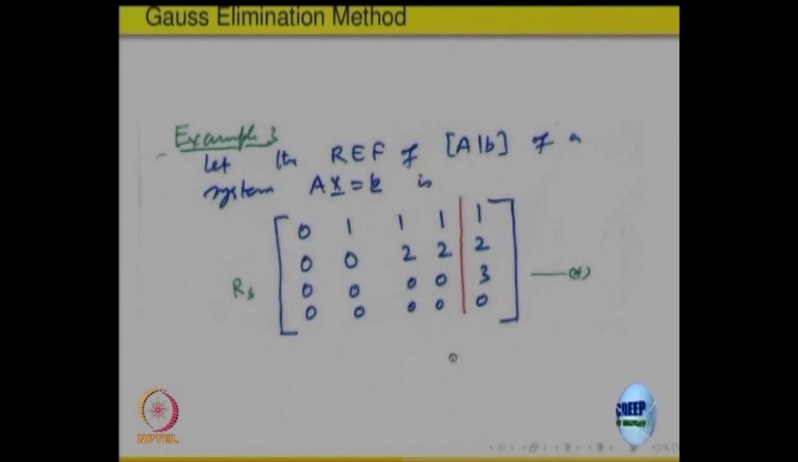So, 3 possibilities arise. One, the number of pivots R is strictly less than n, the number of variables, then n minus R variables will get arbitrary values and the remaining R will be determined in terms of these n minus R.